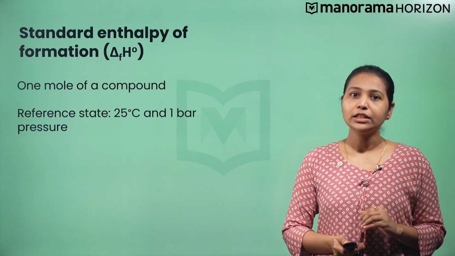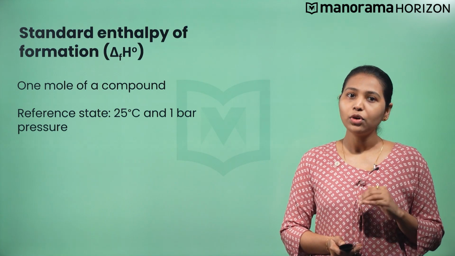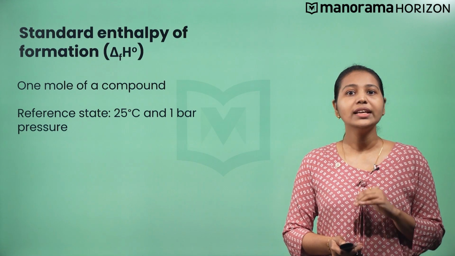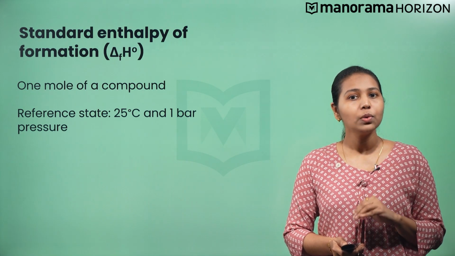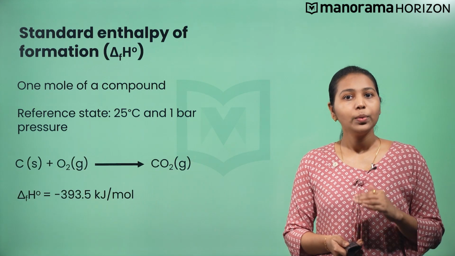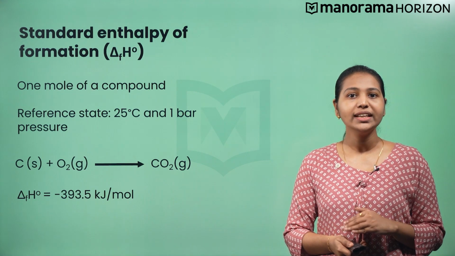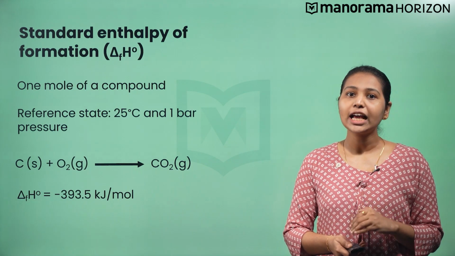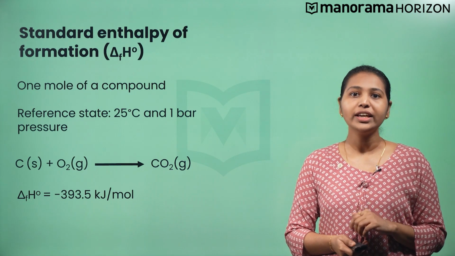Next, we may understand the term standard enthalpy of formation. The enthalpy change for the formation of 1 mole of a compound from its elements in the most stable or reference state is called standard molar enthalpy of formation. Here the reference state of an element is a most stable state at 25 degrees Celsius and 1 bar pressure. For instance, when carbon and oxygen in the elemental state react to form 1 mole of carbon dioxide, 393.5 kilojoules of heat is produced. Hence, the standard enthalpy of formation of gaseous carbon dioxide is minus 393.5 kilojoules per mole.